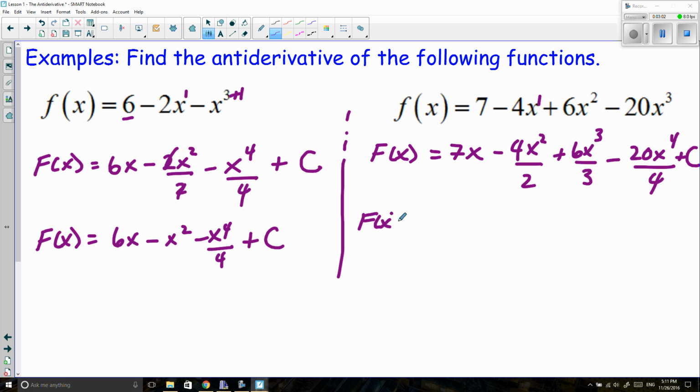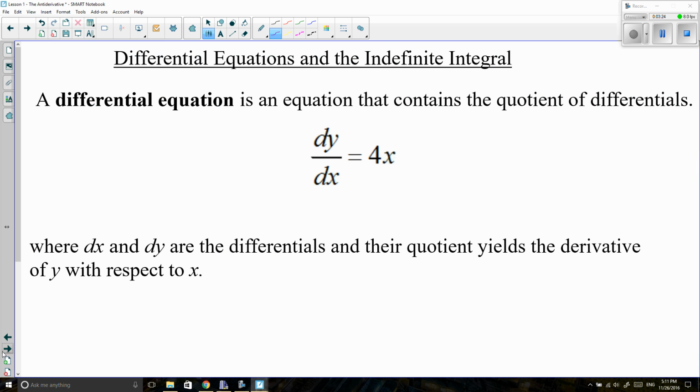So F of x is equal to 7x minus 4x squared divided by 2 gives you 2x squared, plus 6 over 3 gives you 2x cubed, minus 20 over 4 actually reduces to 5x to the power of 4 plus c. So there is the antiderivative for both of these polynomial functions. So next lesson I'll talk more about the differential equations and the indefinite integral.